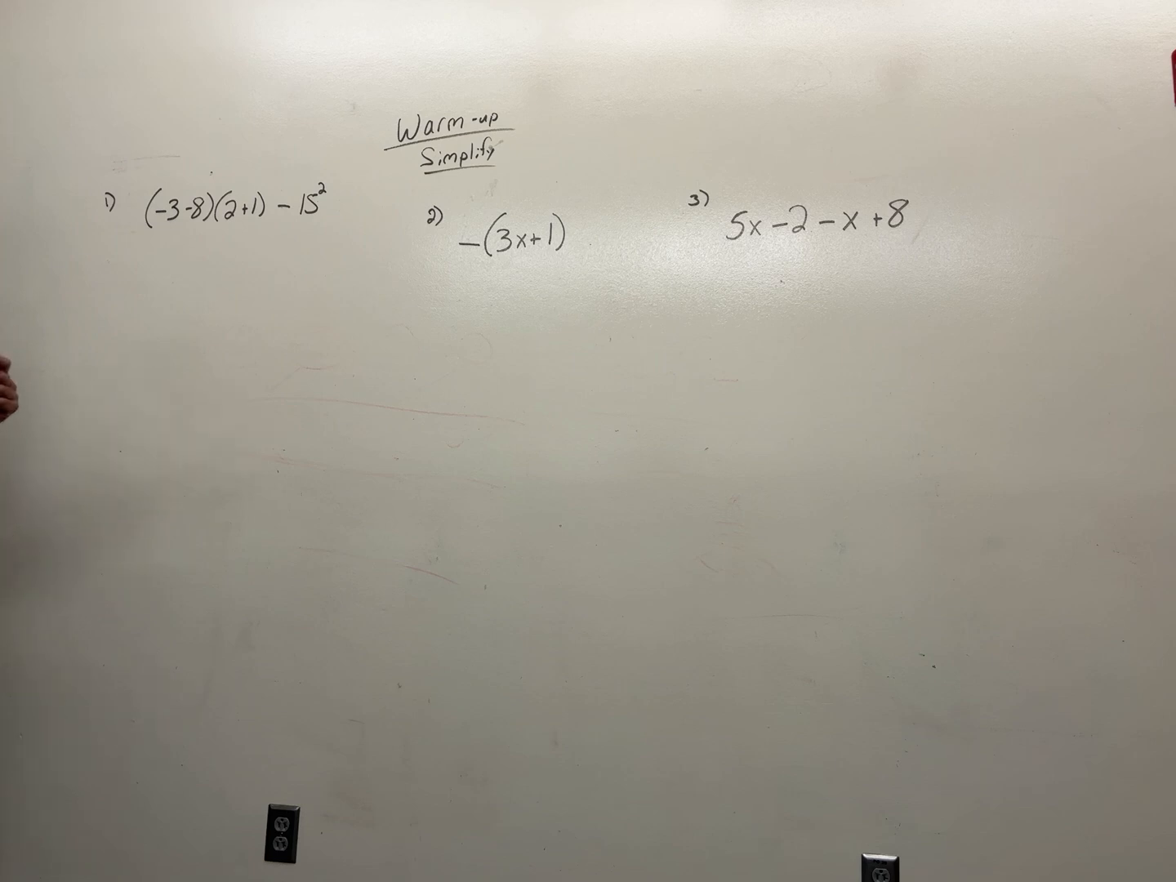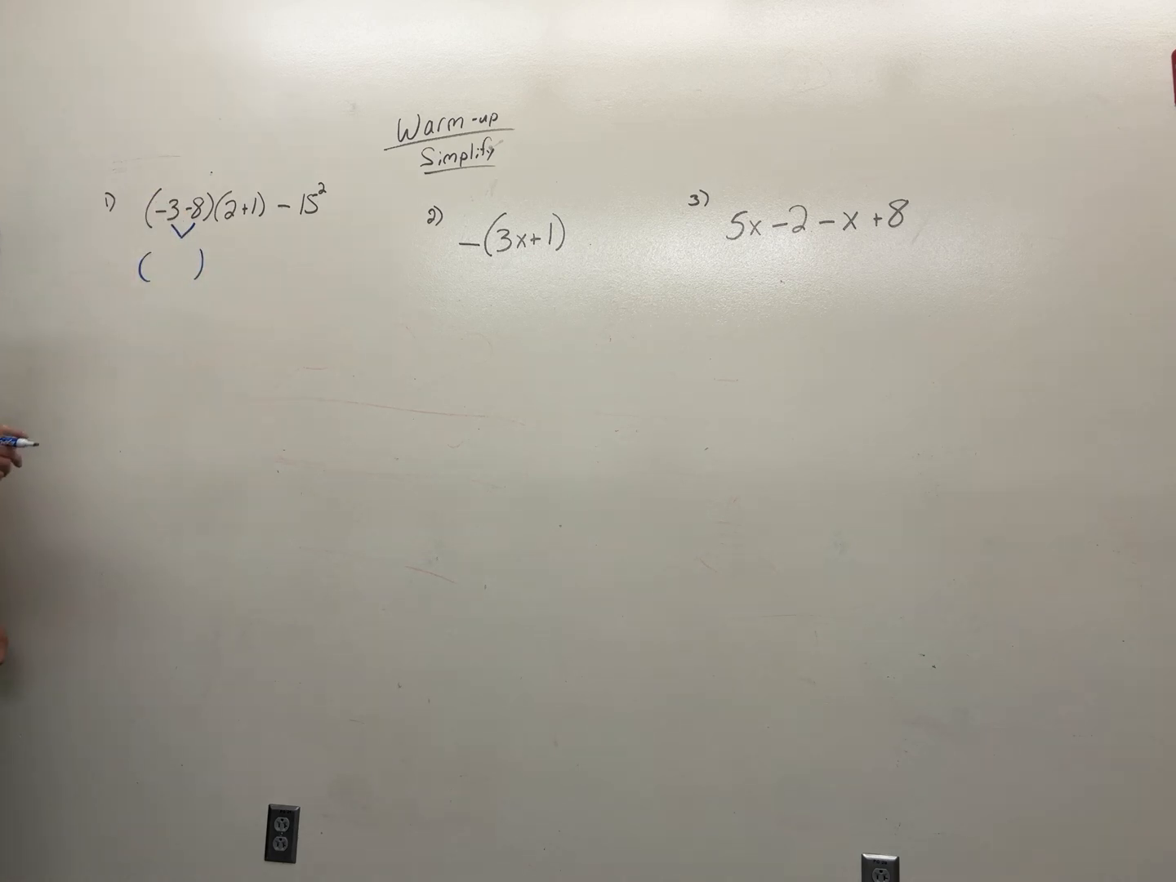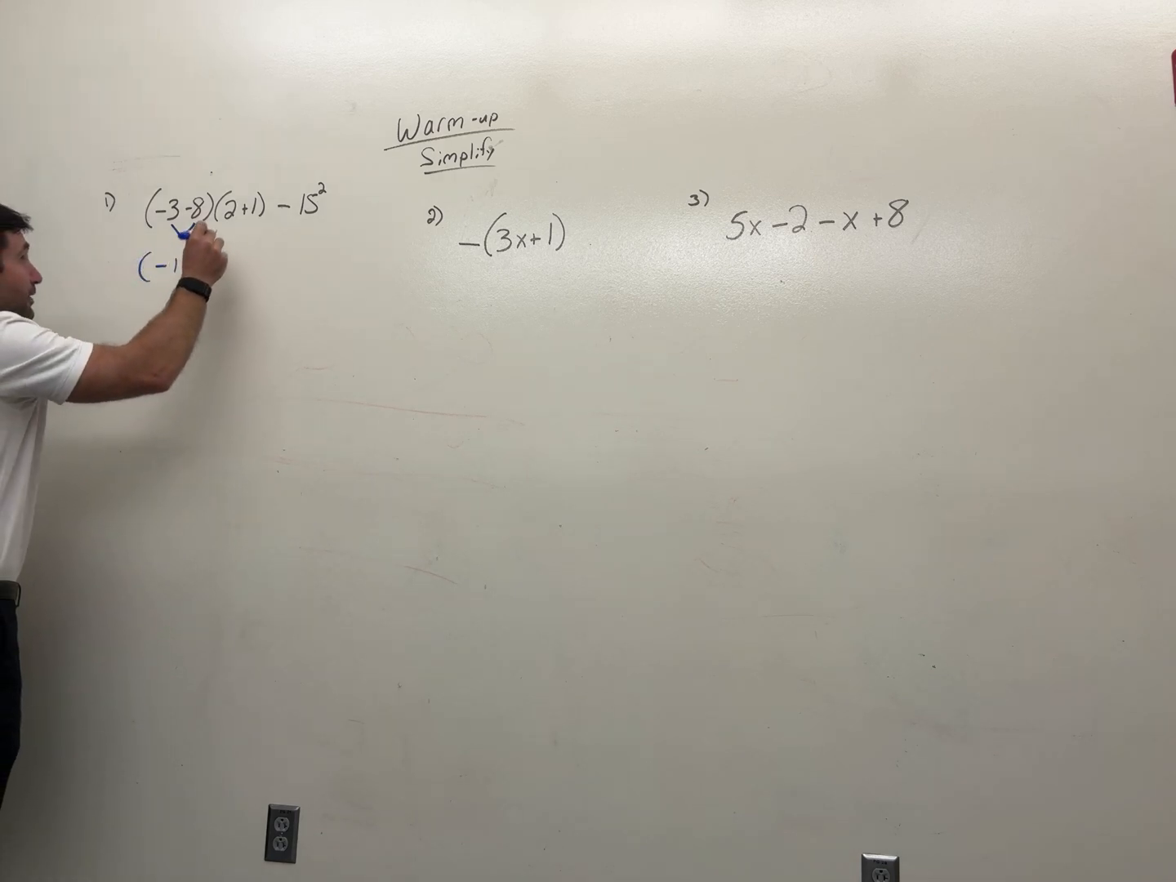Okay, here we go. So, grouping symbols. Do what's inside of the grouping symbol. So this is subtraction, -3 minus 8. Why is it not multiplication? Because they're not smack dab up against each other. It's literally -3 minus 8, which is -11.